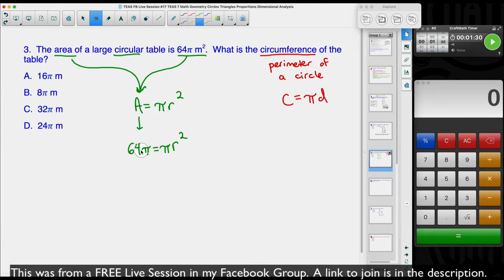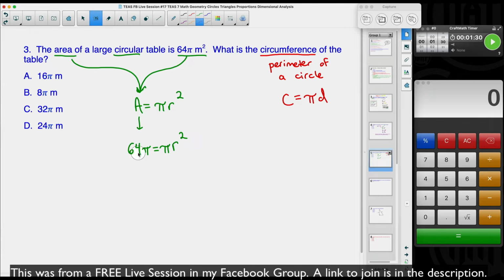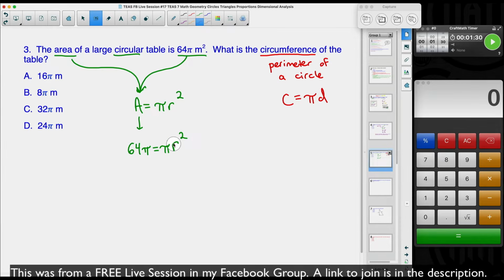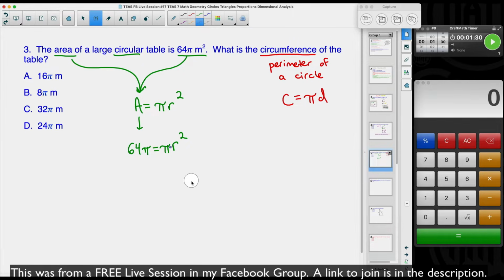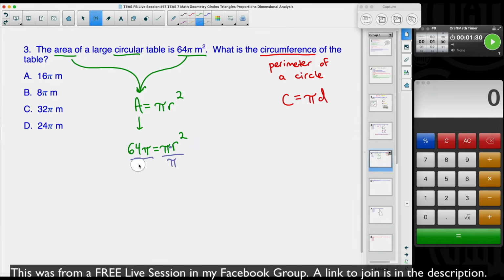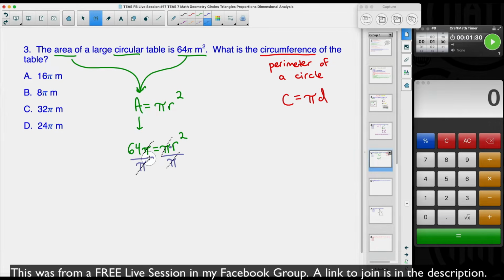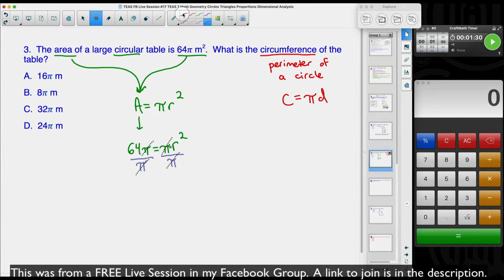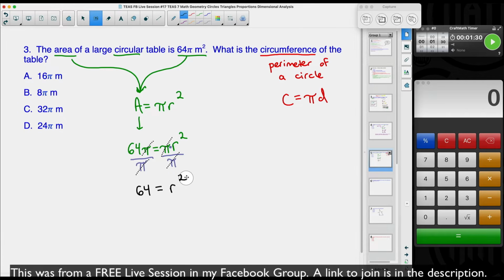Now, maybe you know this, maybe you don't. But what 64 pi means, it means 64 times pi. What pi r squared means, it means pi times the radius squared. My point here is this. If we divide, the opposite of multiplying by pi, I'm going to divide by pi. And by us doing this on both sides, the pi's are vanishing. They are canceling out. Let's bring down what we have left. We have 64 equals our radius squared.